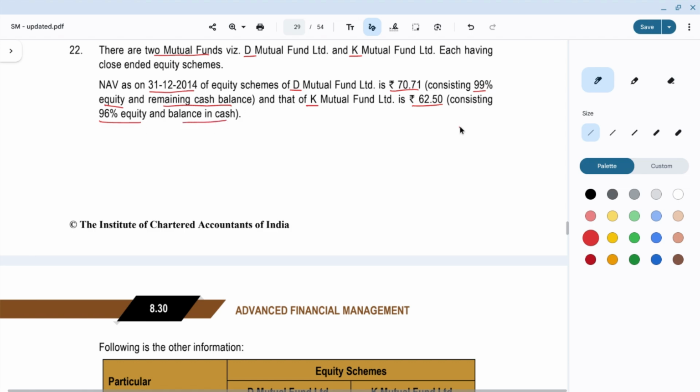Okay, so out of this 70.71, 99% is equity and 1% is cash. This is D mutual fund. And what about K? Out of this 62.5, 96% is equity and remaining 4% is cash, right? Okay, next.